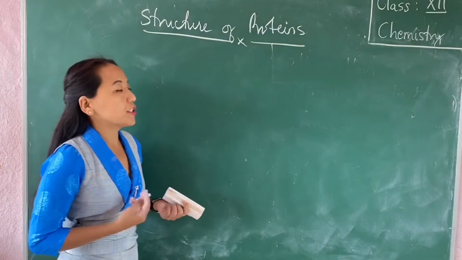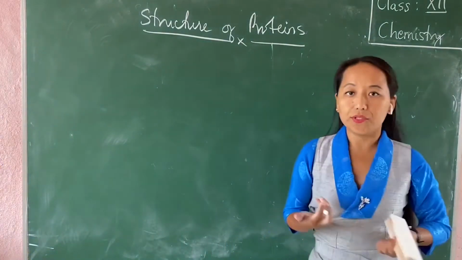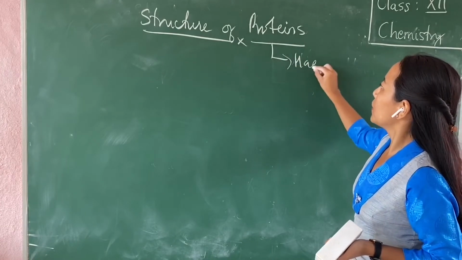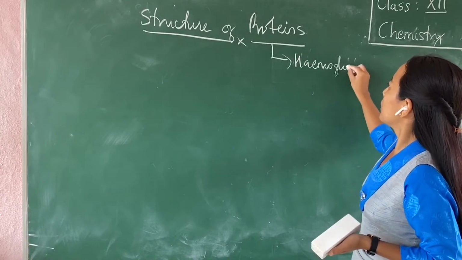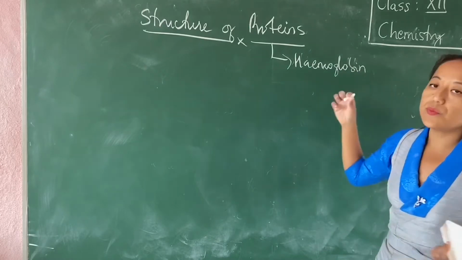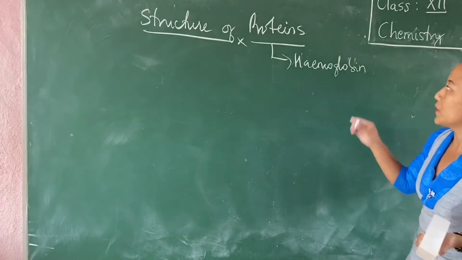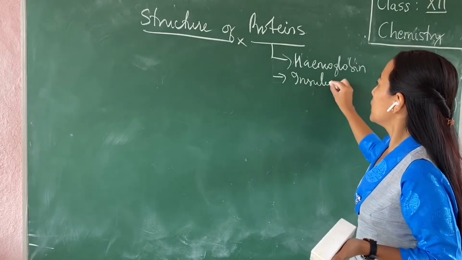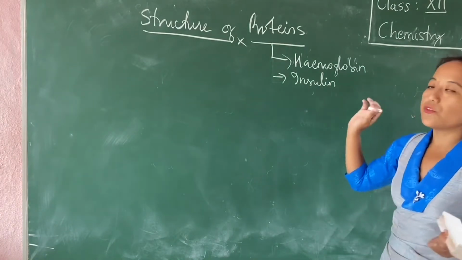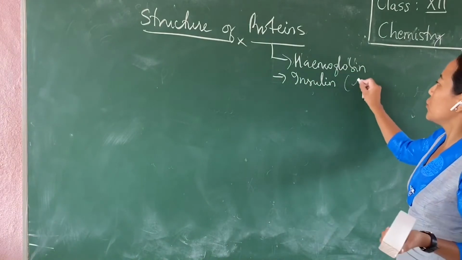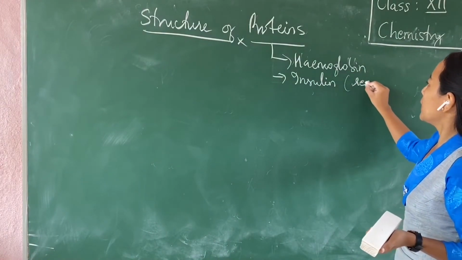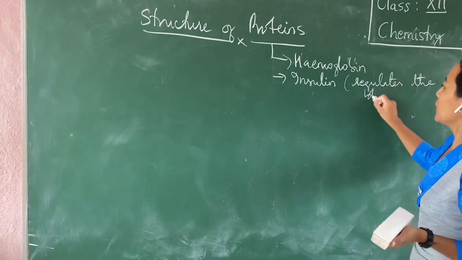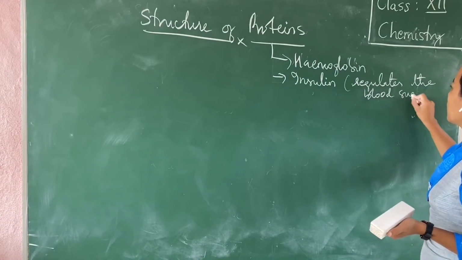The next topic is structure of proteins. Proteins, we know that it is very, very important. For example, hemoglobin, which is responsible for the carrying of oxygen in our body, is a protein. And then you have insulin, the hormone which regulates the blood sugar level, is also a protein.